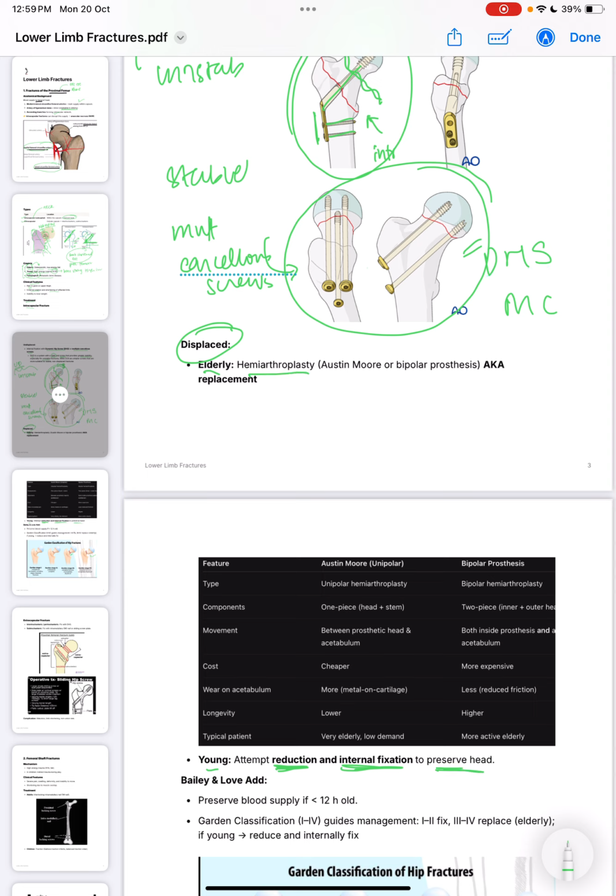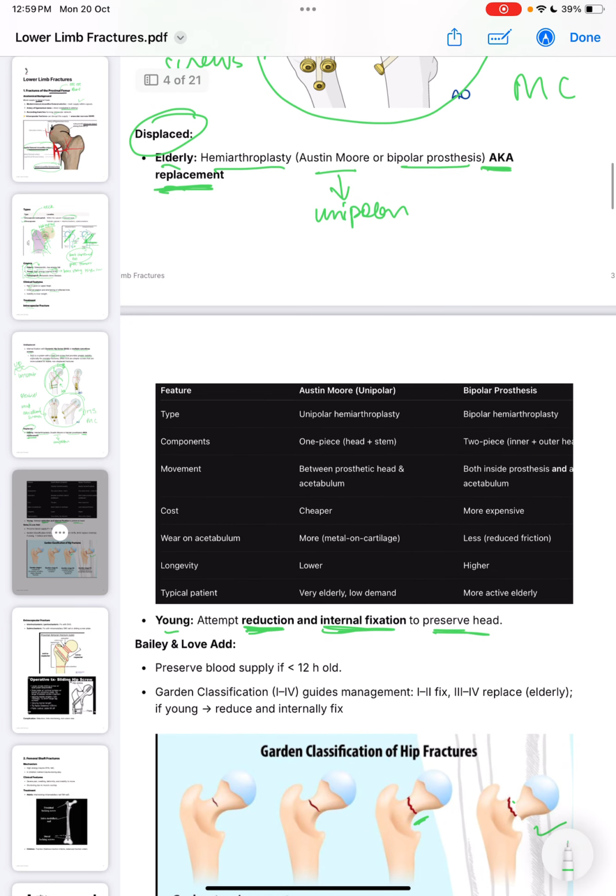लेकिन एल्डरली में हेमी आर्थोप्लास्टी यूज़ होती है, जो कि ऑस्टिन मोर, which is unipolar और bipolar prosthesis यूज़ हो सकता है. इसमें रिप्लेसमेंट हम कर देते हैं एल्डरली में. अब इसका क्या है, ऑस्टिन मोर is unipolar and then bipolar prosthesis क्या होता है. So जो unipolar हेमी आर्थोप्लास्टी और bipolar हेमी आर्थोप्लास्टी है, इसके नाम से पता चल रहा है कि इसमें वन पीस है जिसमें हेड और स्टेम ही सिर्फ हम मेटल एंड बॉल दे देंगे. इसमें टू पीसेस होते हैं, इसमें हम आउटर एंड इनर हेड्स दो चीज़ें यूज़ होती हैं.